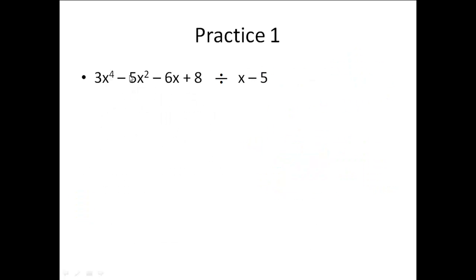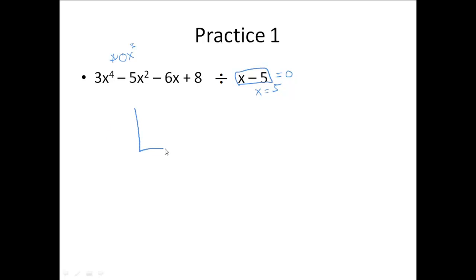Okay, so here's our first practice problem. First thing we need to do is make sure it's in standard form, and I see that I'm missing an x cubed term, so I'll want to make sure I remember to put a 0 in for my x cubed when I set up my synthetic division. Next thing I need to do is take my divisor, set it equal to 0 and solve, so add 5 to both sides and we get x equals 5. This is going to be what's on the outside of my synthetic division box.